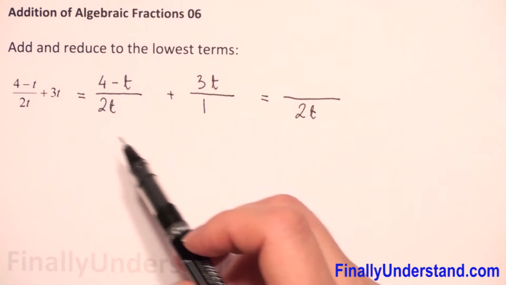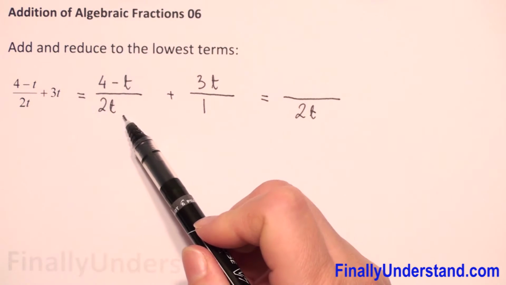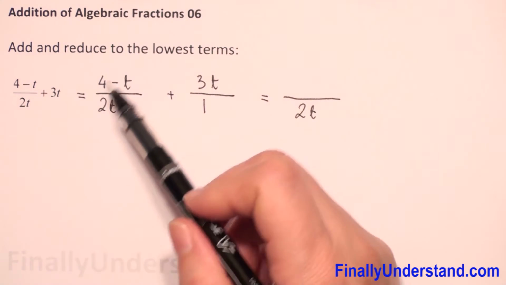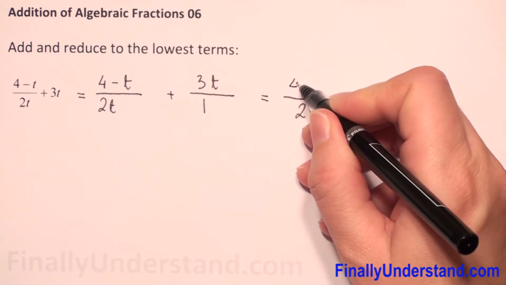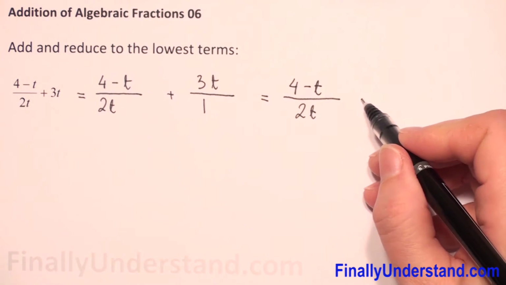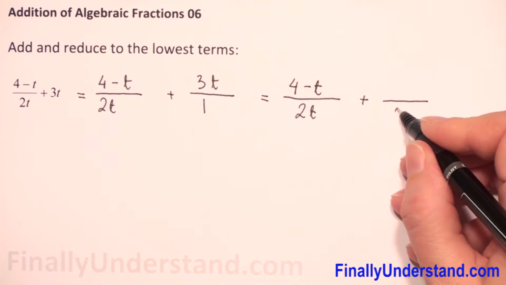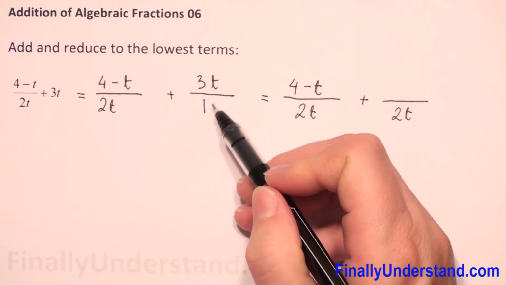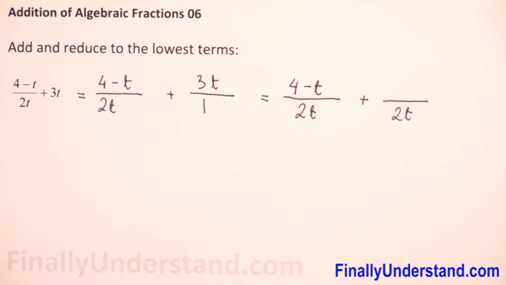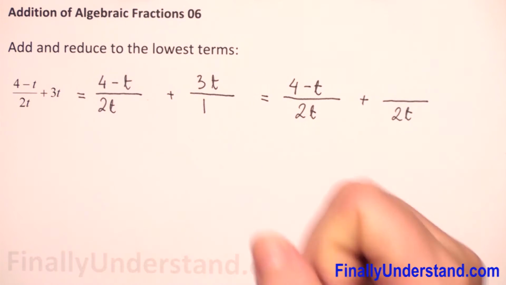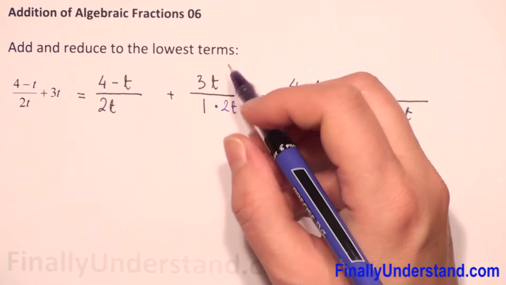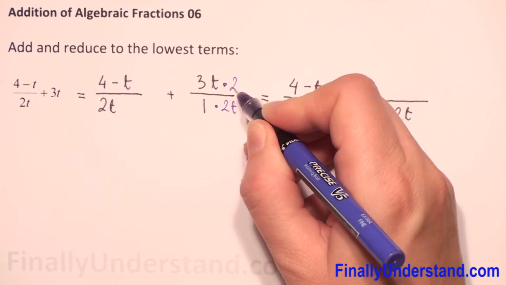And next, we have to check our first algebraic fraction. We have 2t in the denominator, and now it will be 2t, so it's the same. So I don't have to do anything with the numerator. We have already 2t in the denominator, and now we need to have 2t in the denominator of the second algebraic fraction. We have only 1. It means I have to multiply this 1 by 2t to get 2t. If I multiply the denominator by 2t, I have to do the same with the numerator.